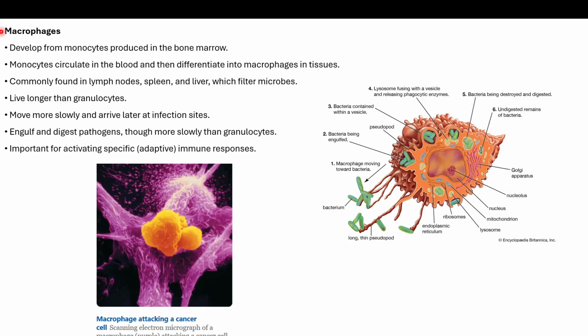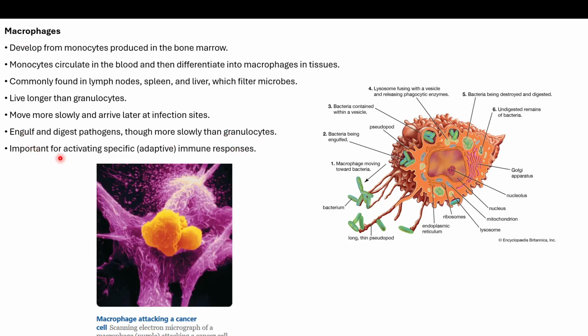When we talk about the big eaters, the macrophages, they develop from monocytes produced in the bone marrow. Monocytes circulate in the blood and then differentiate into macrophages in the tissues. Macrophages are commonly found in the lymph nodes, spleen, and liver, which filter microbes. Macrophages have a longer lifespan than granulocytes. They move more slowly and arrive later at the site of infection. They also work by engulfing and digesting the pathogens directly. However, they are comparatively slower than the granulocytes.